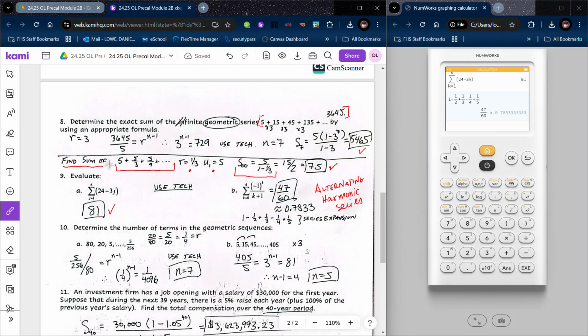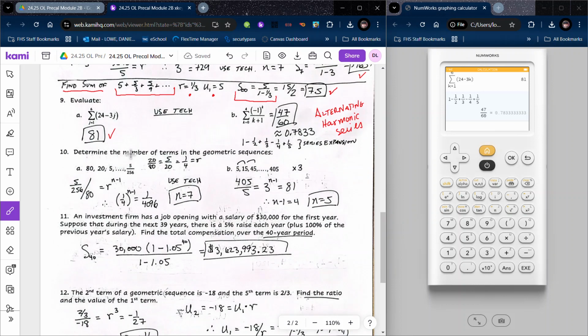All right. So for number 10, determine the number of terms in the geometric sequences. So once again, sequence separated by commas, series separated by summations, plus, minus, or if it's alternating, plus, plus, plus, if it's not alternating, or minus, minus, minus.